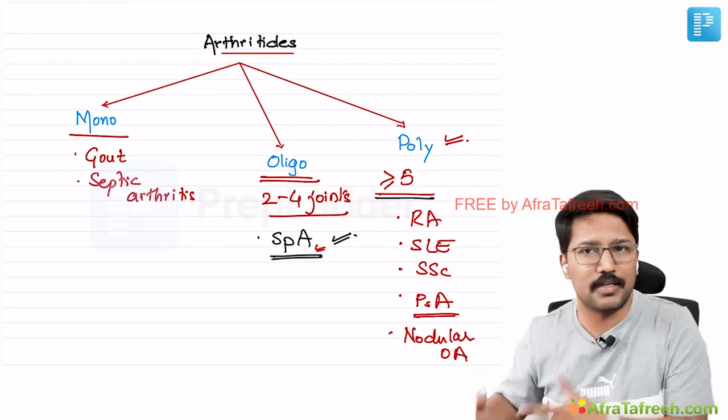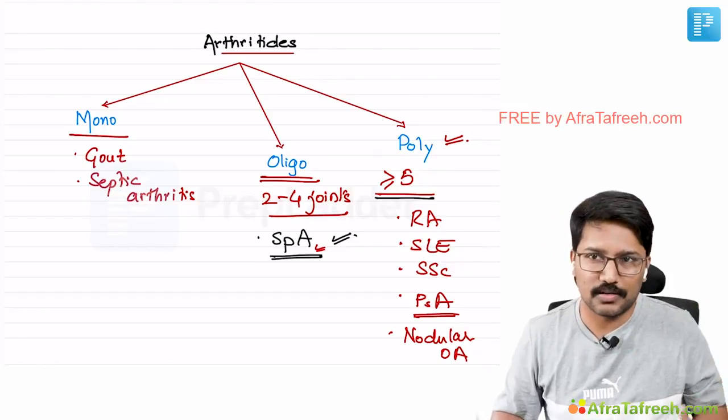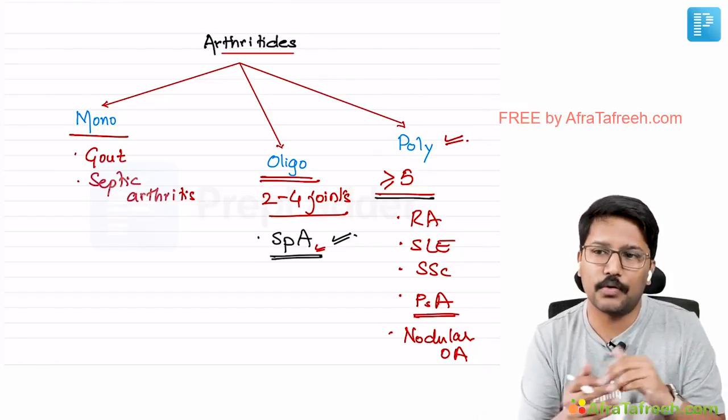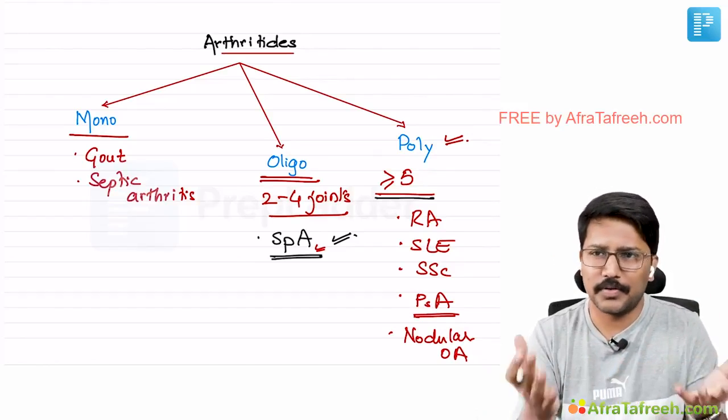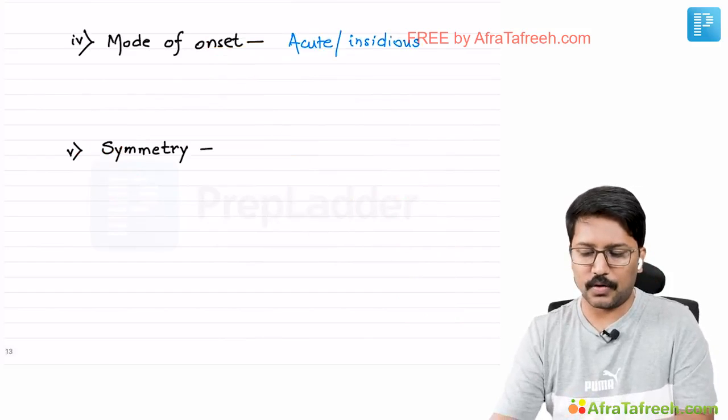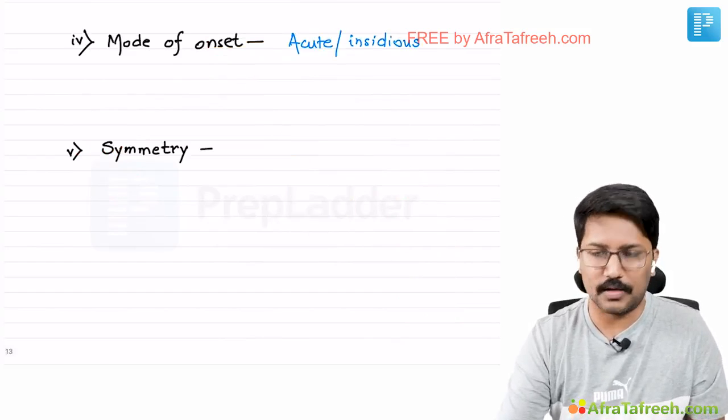Osteoarthritis can affect large joints like the knee joint, where it is usually an oligoarthritic condition, or it can predominantly affect the small joints of the hand. Then we call it the nodular variant of osteoarthritis, which is obviously a polyarthritic condition, right? Okay, so now we know when we call it acute, oligo, poly, and mono.